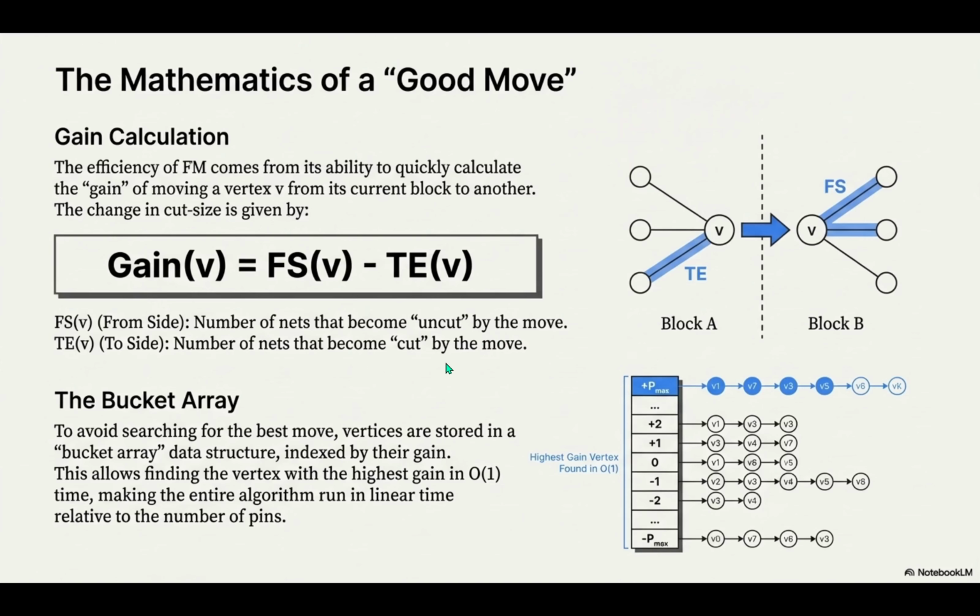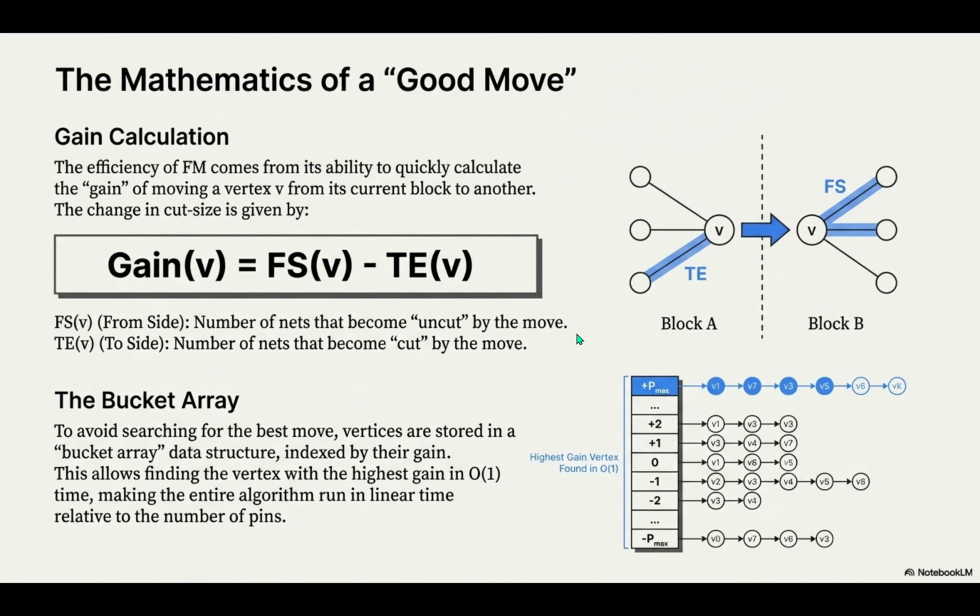But wait, checking the gain for every single component on the boundary at every single step, that sounds incredibly slow. How does this possibly run in linear time on a 30 billion component chip? Oh, that is the beauty of a clever data structure called the bucket array. Okay. Instead of scanning a long list to find the component with the highest gain, FM sorts all the movable components into buckets, and each bucket is indexed by its gain value. So if a component has a gain of, say, +5, it literally just sits in bucket number 5. Precisely. So to find the best possible move, the algorithm doesn't have to search at all. It just looks at the highest numbered bucket that isn't empty. That lookup is in constant time.